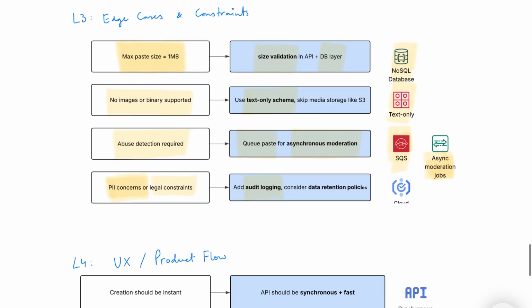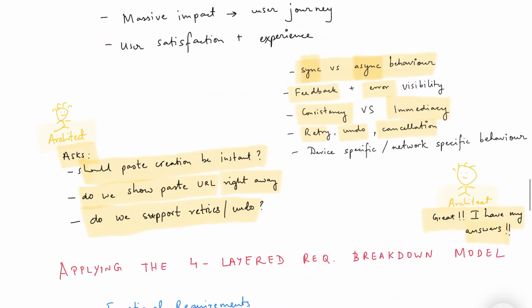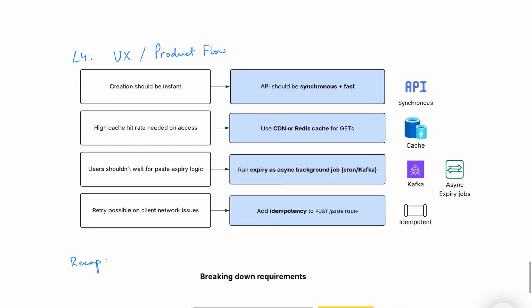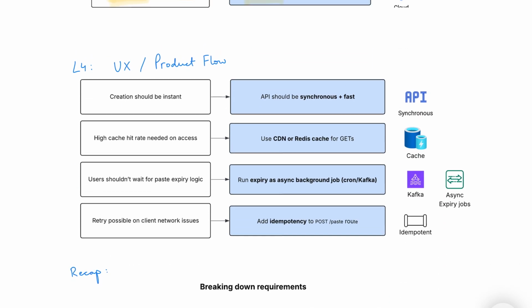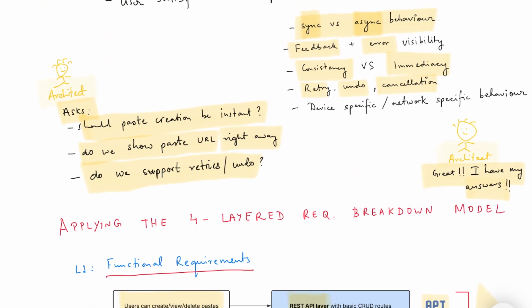So we completed layer 3, sorry, and next we move to layer 4, the UX or product flows. Let us see what questions were asked. We asked whether the paste creation should be instant or not, whether we should show the paste URL right away, and whether we support retries or undo. Correct. These UX insights help shape the flow and the user experience, and they are very, very important.